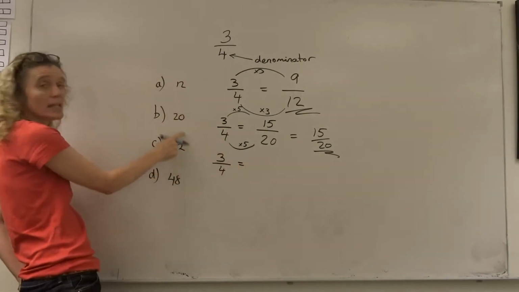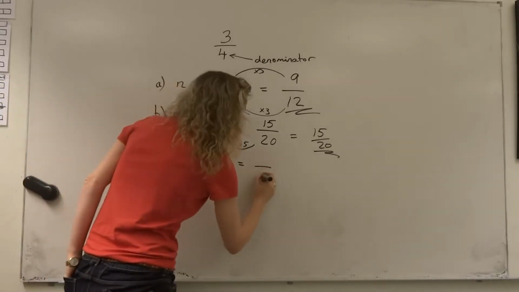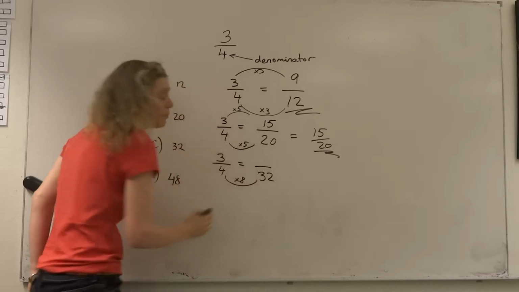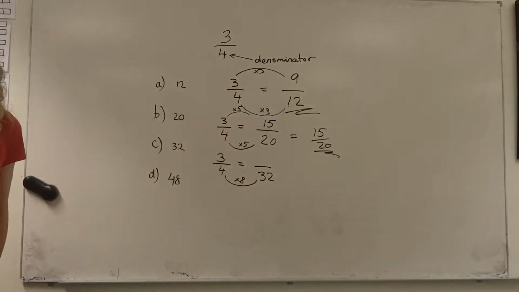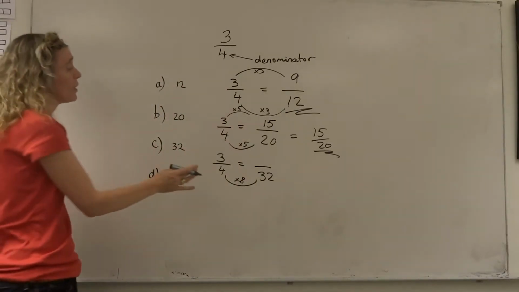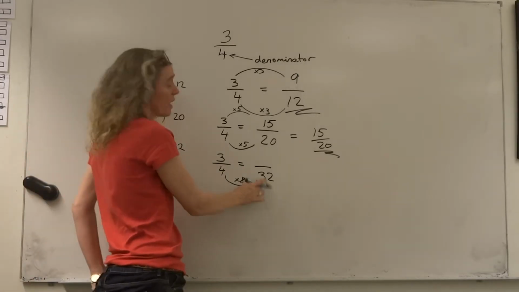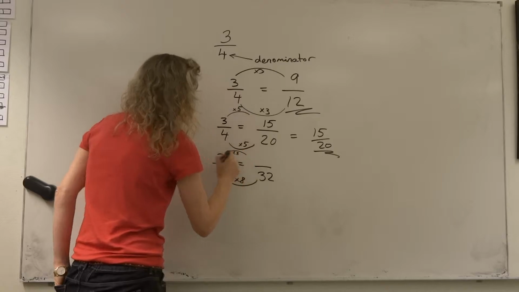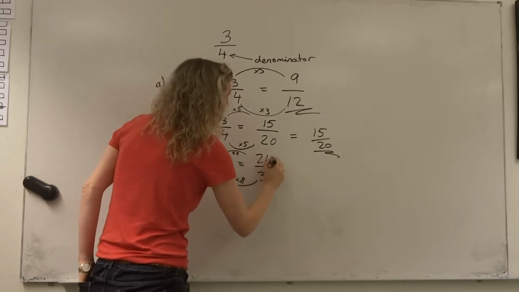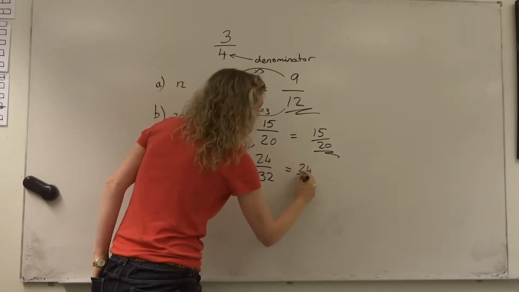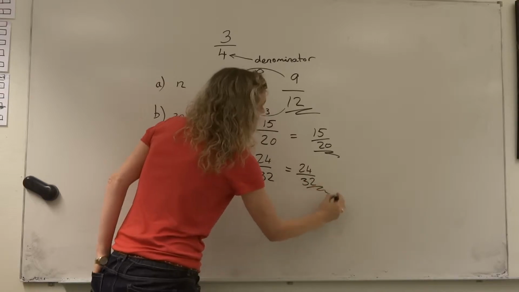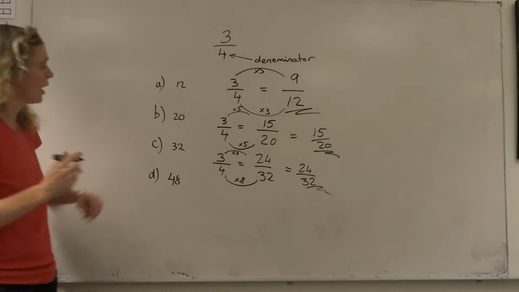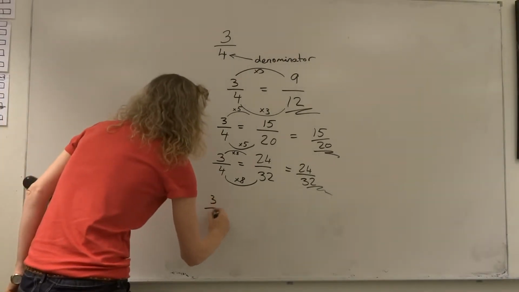The next one, I have my fraction 3/4. My denominator now has to be 32. How could I go from 4 to 32? If I multiply 4 by 8, I get 32. If I multiply the denominator by 8, I have to multiply the numerator by 8. And 8 threes would give me 24. So this is equivalent to the fraction 24/32.